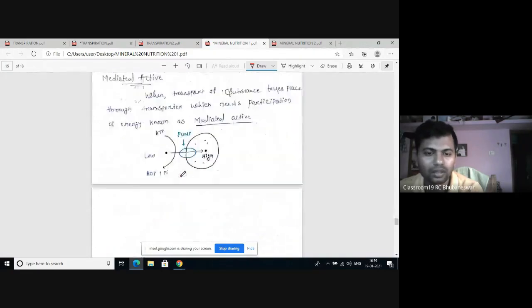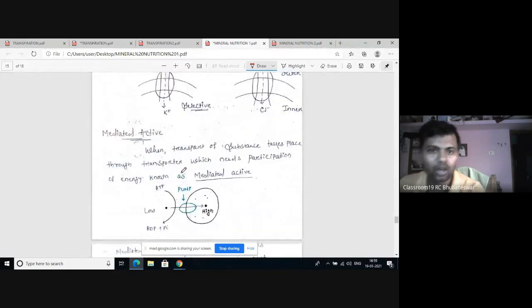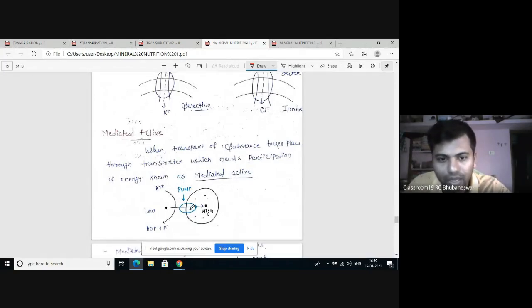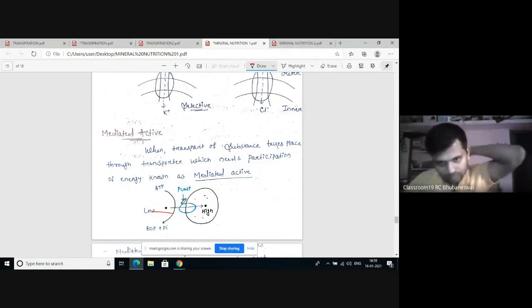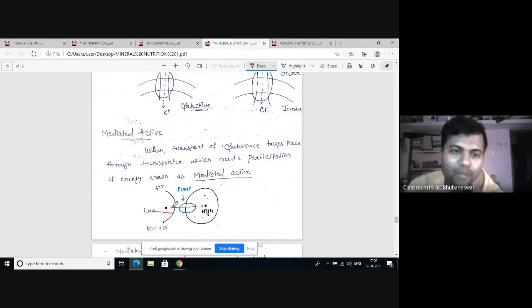Okay, and then look, if any protein causes transport from low concentration to high concentration by using the energy of ATP, which is known as active transport, this protein is known as a pump. You have to remember this point. Okay, now tell me, what is a pump?